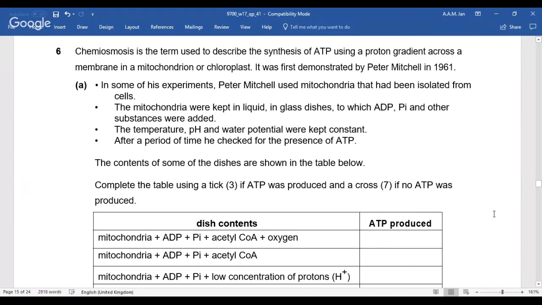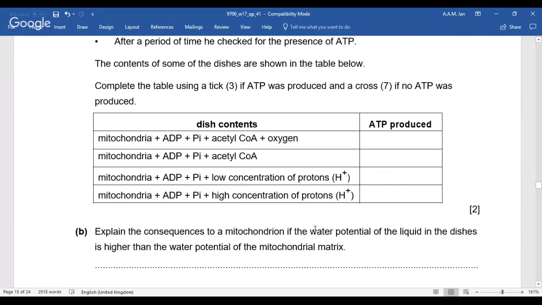And so in this question, they've given us four possible dishes, and they've added all of these different things. And you're supposed to tell me whether or not ATP is produced. So, Kaneko, can you talk me through this?